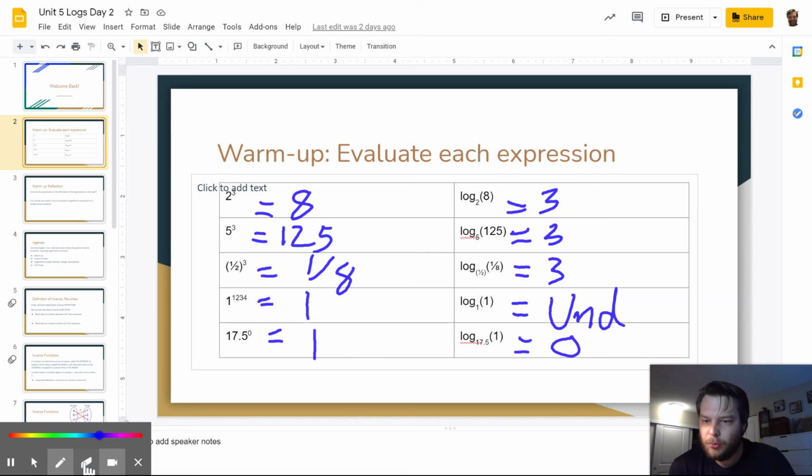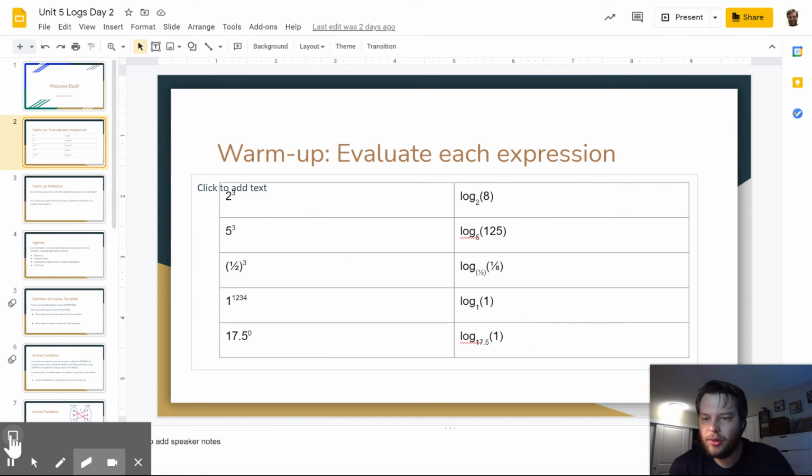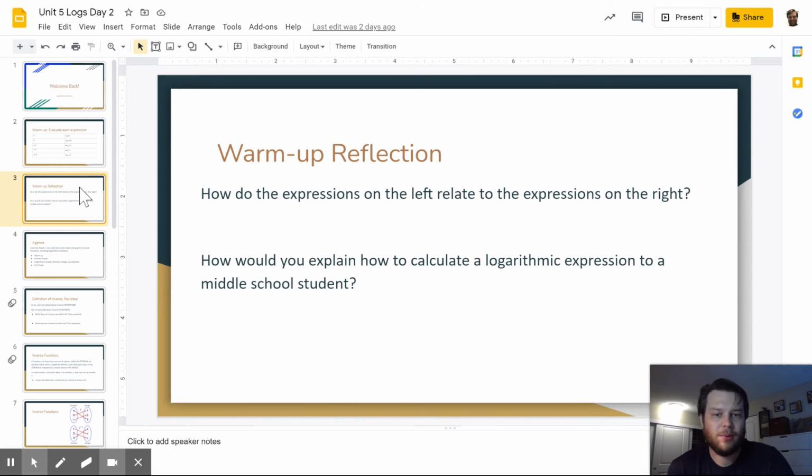Okay, moving on just a little bit to the third slide. Again, I want you to pause, about 2 minutes of think time here. How do the expressions on the left relate to the expressions on the right? And how would you explain how to calculate a logarithmic expression to a middle school student? So no fancy language. Think about exponent or power or base. How can you use those words in a way? So please pause, come back in about 2 minutes.